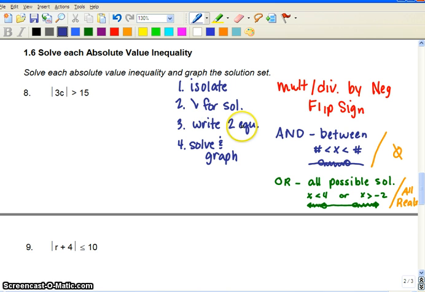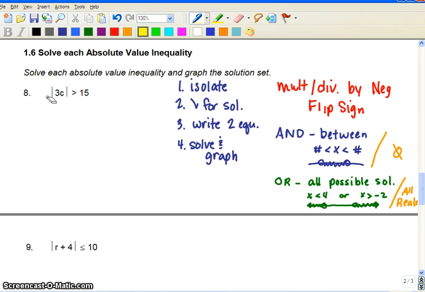When you're writing the equations, there's a couple of new things. So there's a lot of the same stuff that we've gone over, but we add to it. So let's get started. Number 1, 3c is greater than 15. Step 1, isolate. Already done. Step 2, check for a solution. Well, these are going to be positive numbers. Are they going to be greater than 15? Well, it's possible. It's possible to have a positive number greater than 15. So yeah, there's going to be some solutions. So we're ready to keep going.